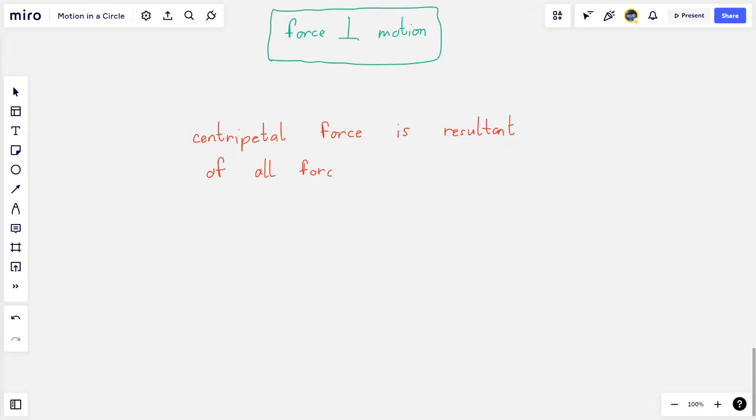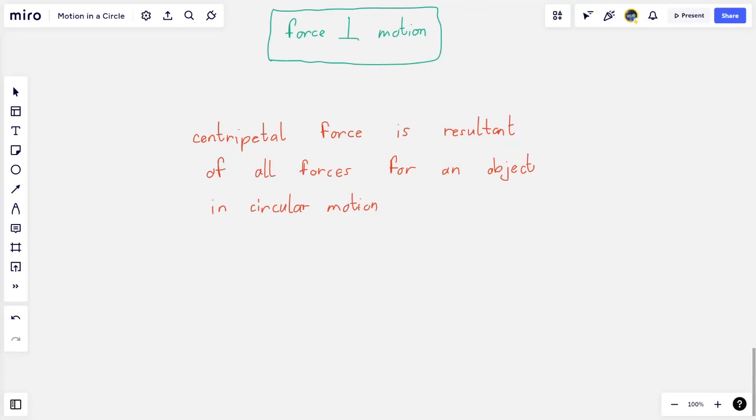So if an object is moving in a circle, we consider all the forces acting on it. We take the resultant of those forces. That resultant is then labeled the centripetal force. So that's for an object undergoing, or I'm going to say in circular motion, to be a bit lazy.